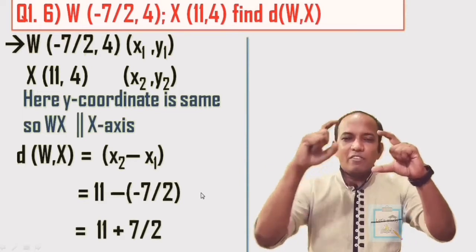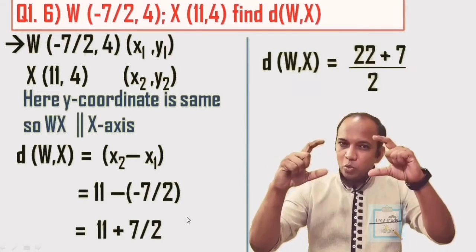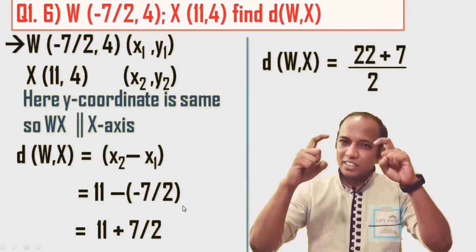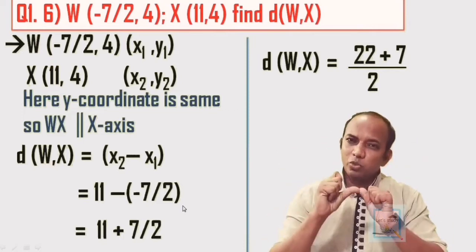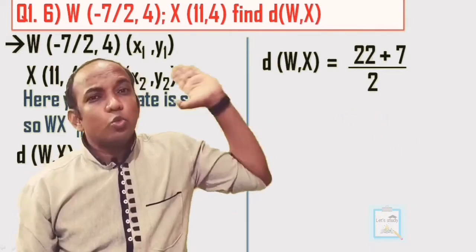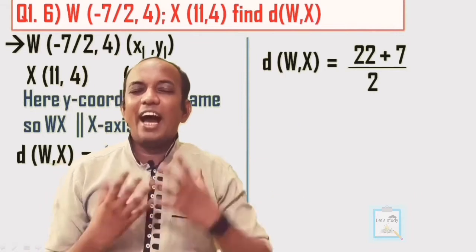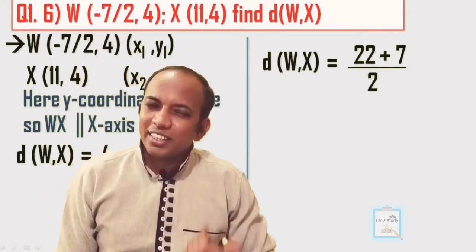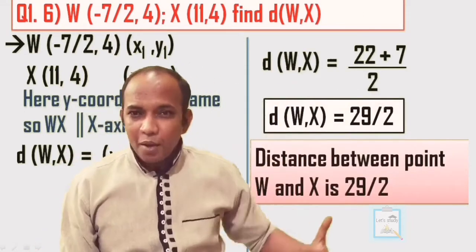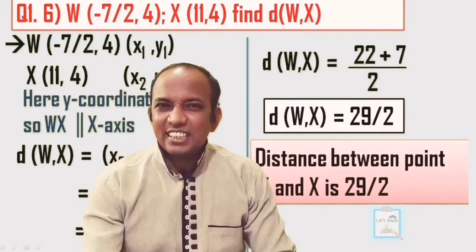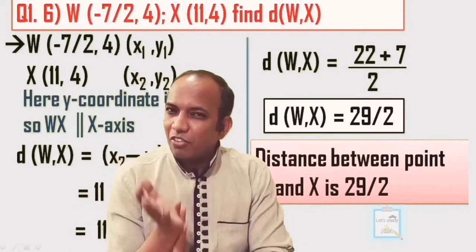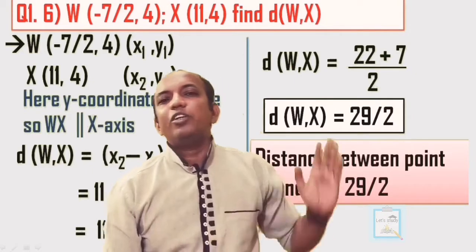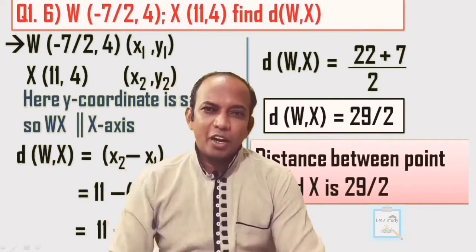After that, take the LCM. Yes, 2 into 11 results in 22, 1 into 7 results in 7, and 2 into 1 results in 2. So we get 22 plus 7 the whole upon 2. As a result, after carrying out the addition, that gives us the answer 29 upon 2, and this is what we needed. Therefore, the final answer is: the distance between point W and X is 29 upon 2.